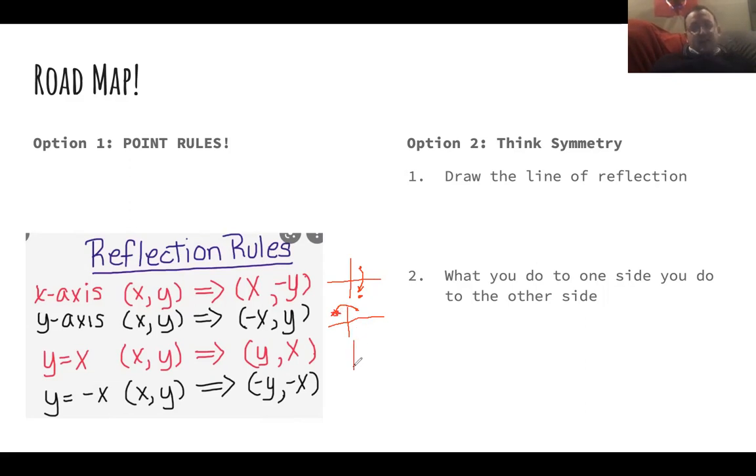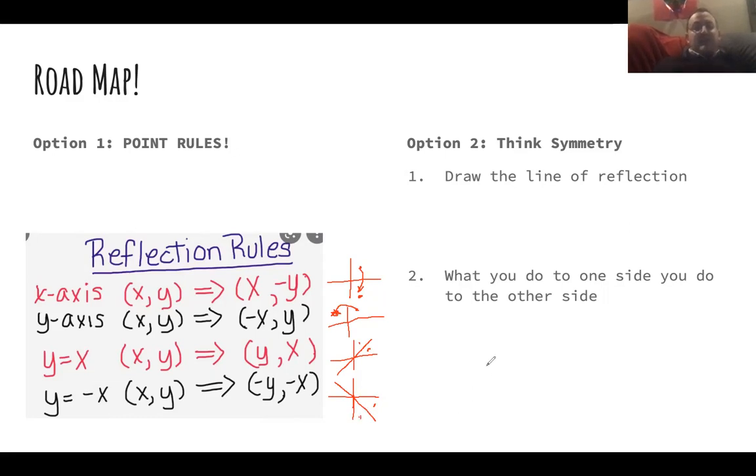And then for the harder examples, we have the diagonal reflections. This would be an example of a reflection over y equals x. You basically change the order of your x and y coordinates. And for y equals negative x, you are making the coordinates both different in sign, and you're changing the order of the x and the y coordinates.